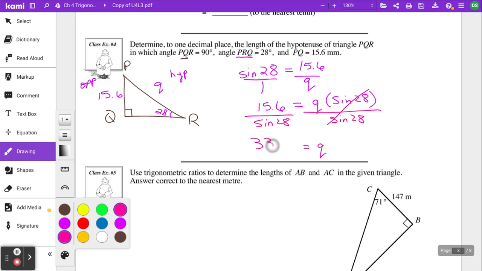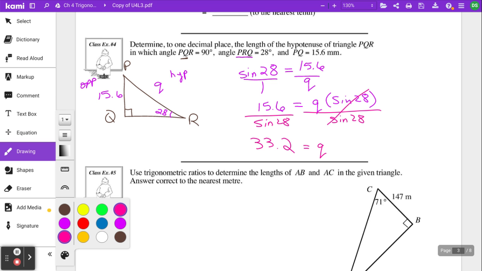33.2. Does that make sense in the context of my question? Should that be 33.2? Well, it certainly has to be more than 15.6, right? So I'll go with it. So now 33.2, it makes kind of logical sense, right? Make sure it works.